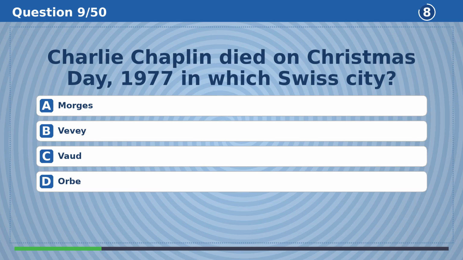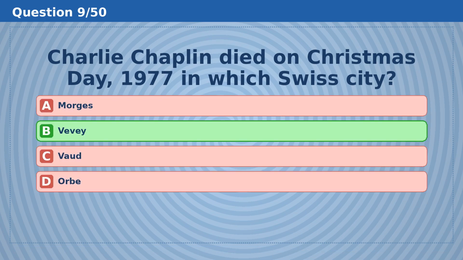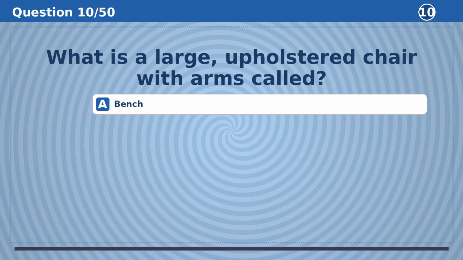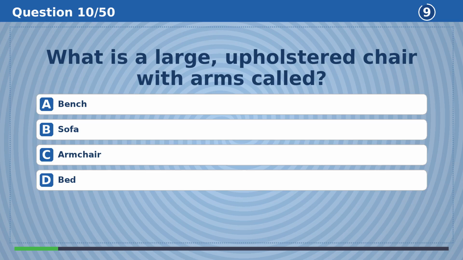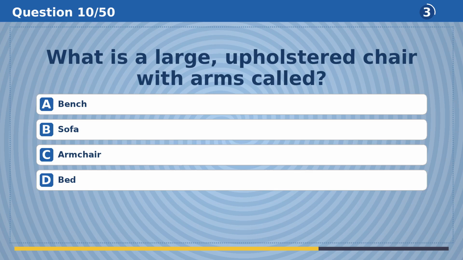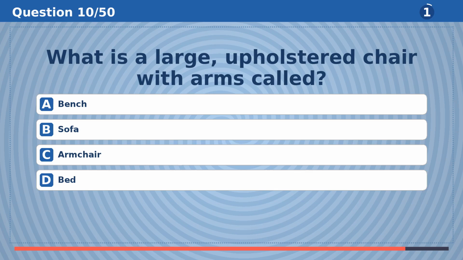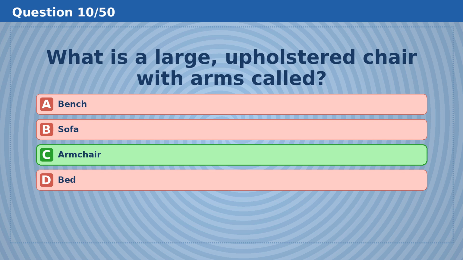Charlie Chaplin died on Christmas Day, 1977 in which Swiss city? The answer is B, Vevey. What is a large, upholstered chair with arms called? The answer is C, armchair.